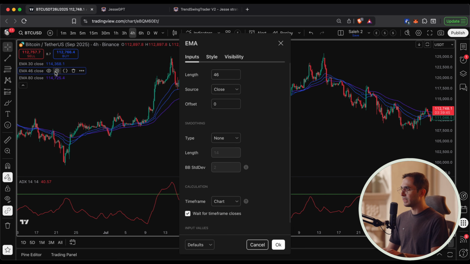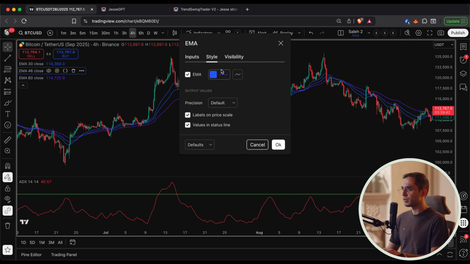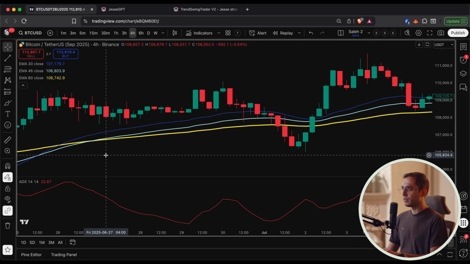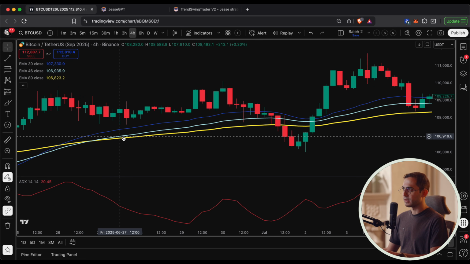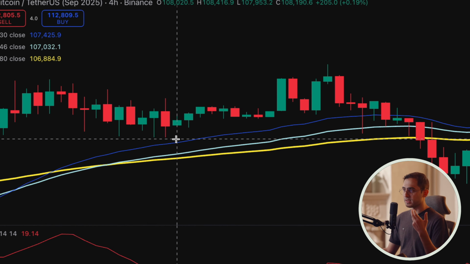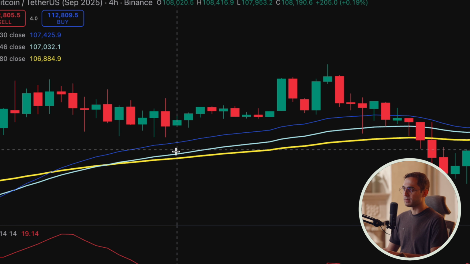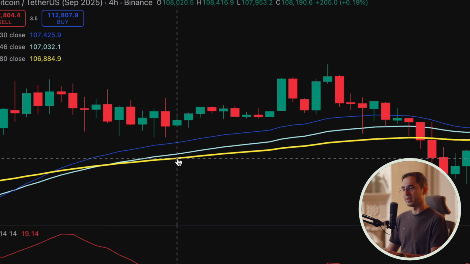Now also let's change the style of this to be more clear. So let's make this a little bit thicker. All right, so you see, I want to take a trade when the order of lines is like this. I want the blue line, which is the fastest EMA line, to be above the one that is slow, and both of them must be above the slowest one, which is also the thickest one here.